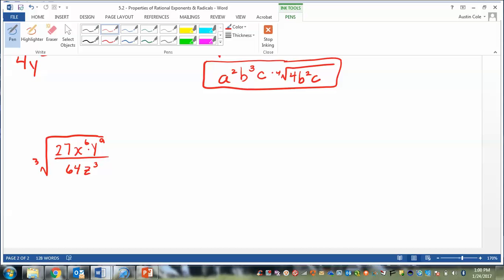What do we notice here? All the variables are perfect cubes. What about 27, 64? Everything is a perfect cube in here, isn't it? So I'm just going to do the cube root of everything. Cube root of 27 is 3. Cube root of x to the 6th is x squared. The cube root of y to the 9th is y cubed. Cube root of 64 is 4. Cube root of z cubed is z.